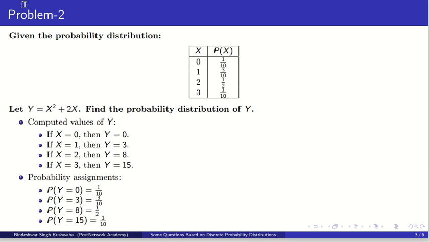So for the probability distribution of X, basically you are transforming. There is a transformation, meaning you are finding the probability distribution of a transformation, and the transformation is defined like this one. So let us see the next one.